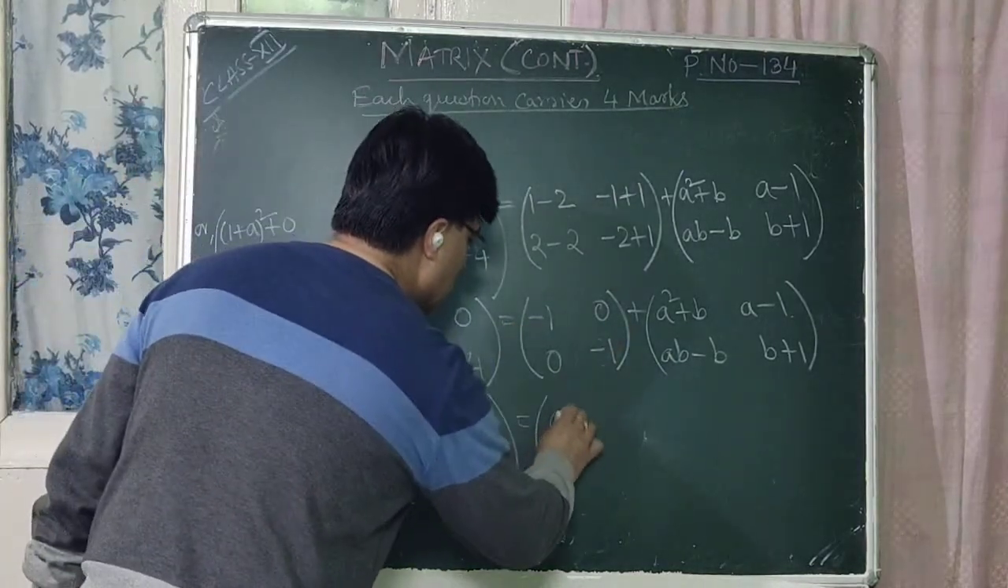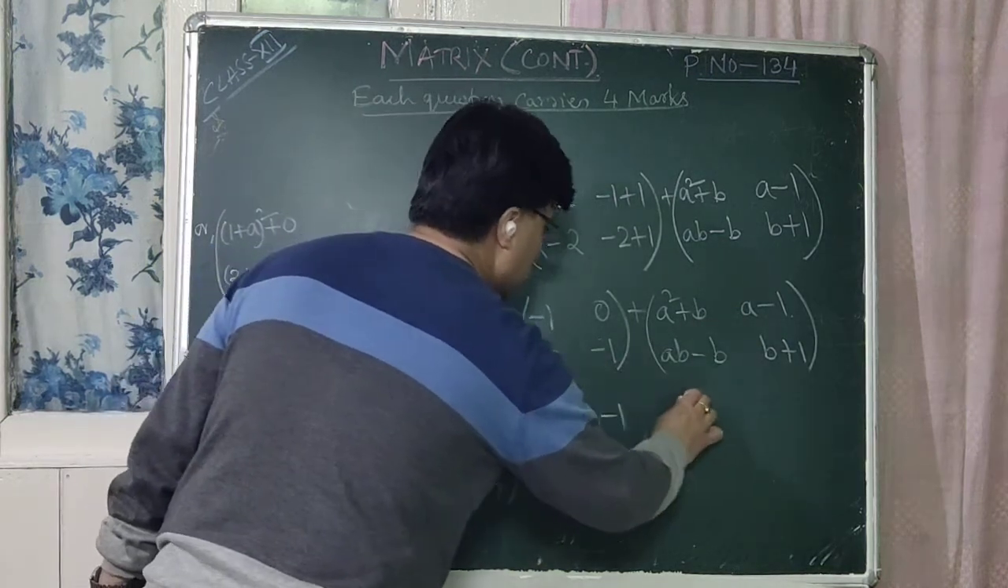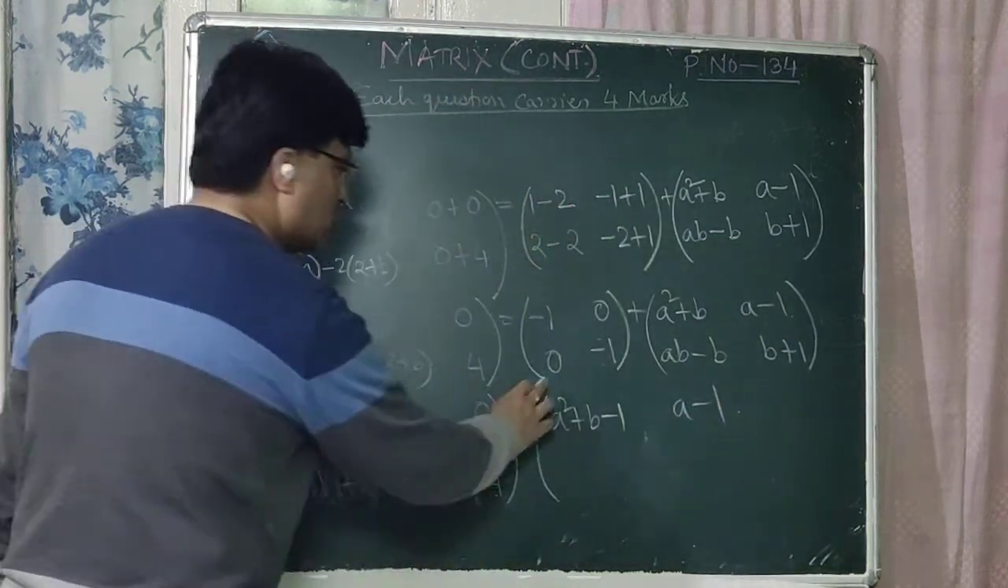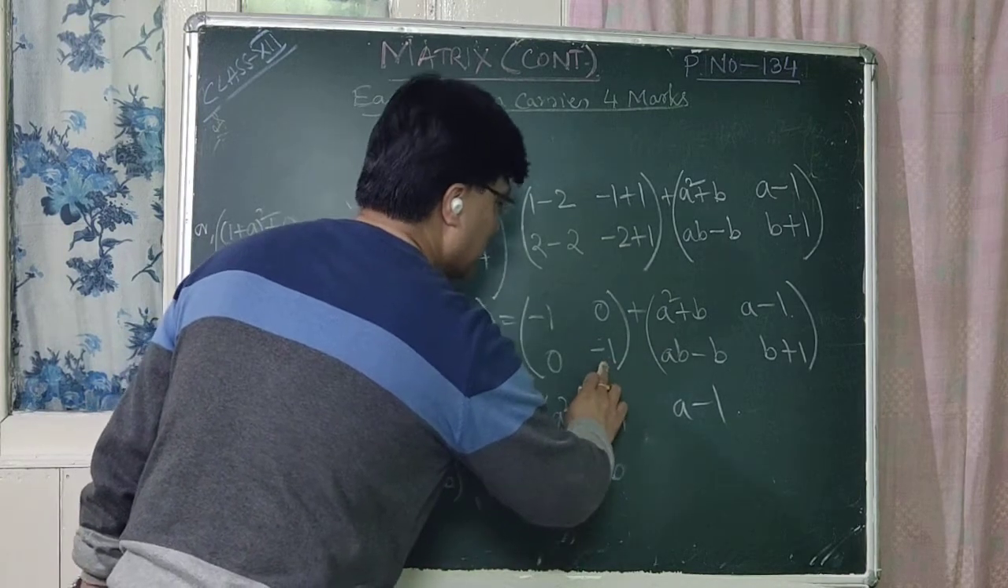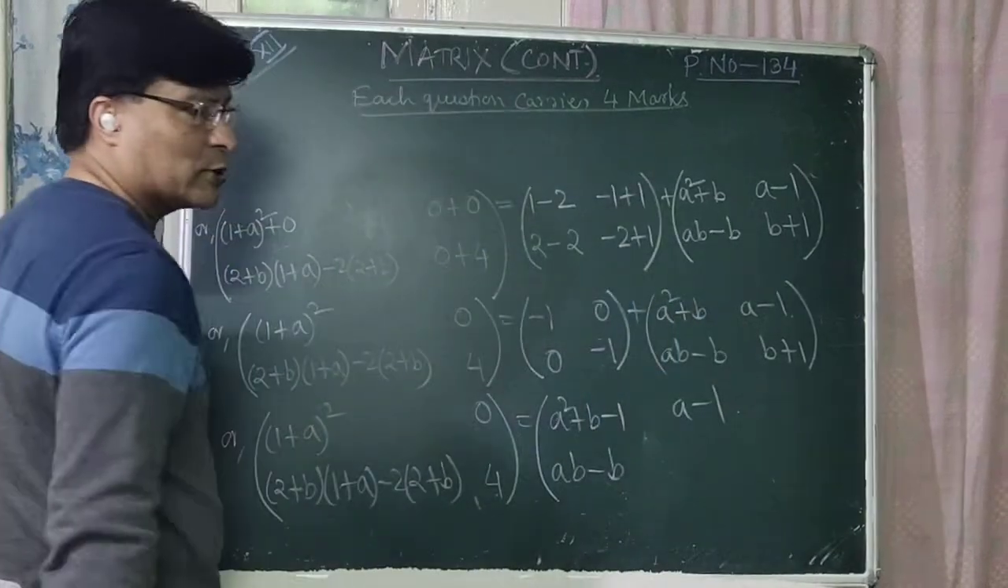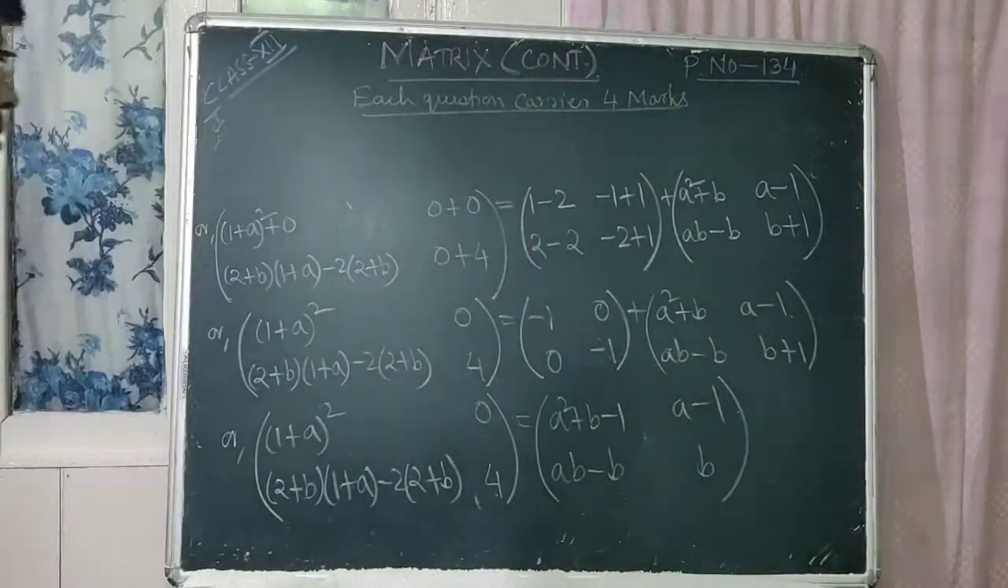So it is A square plus B minus 1. Then A minus 1 plus 0 is A minus 1. So this is 0 plus AB minus B is AB minus B. And then minus 1 plus B plus 1, that is 1 gets cancelled. You get only B here. So I think you have understood it.